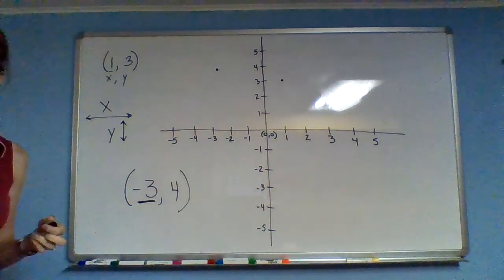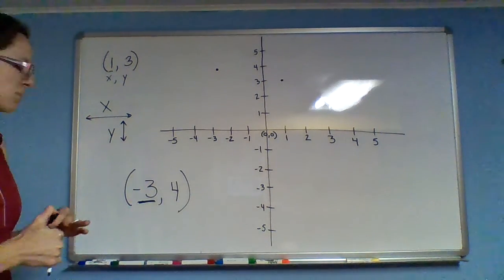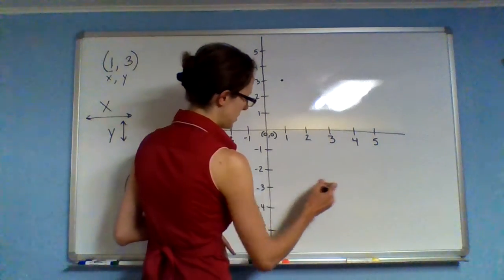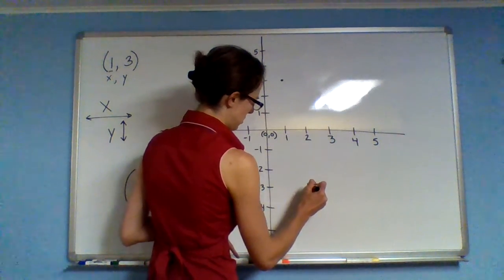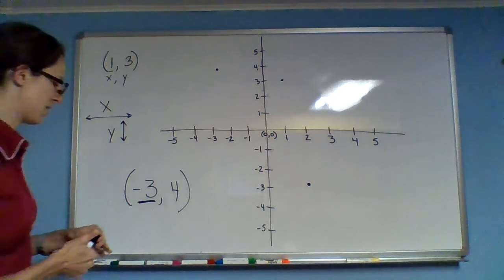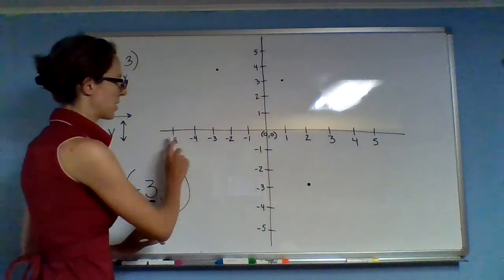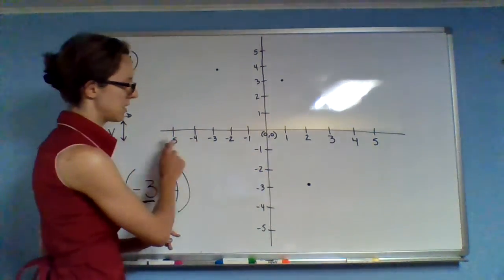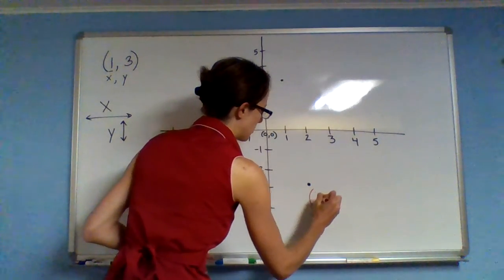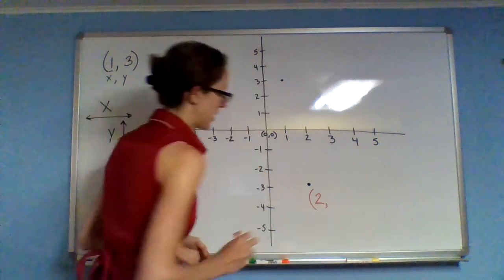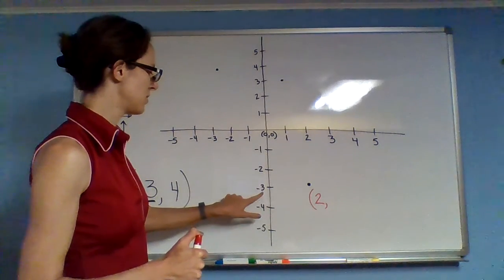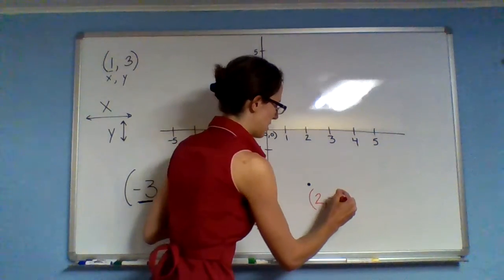I can also work in the opposite direction. So I've been working from the ordered pair to placing the point. If I had a point on my grid, I could find the ordered pair by first looking at where it's located side to side. So it's located at 2. That would be the first digit in my ordered pair. And then I would look at where it's located up and down. It's located at -3.